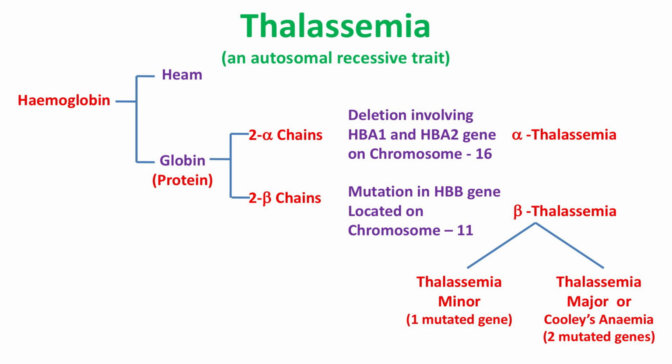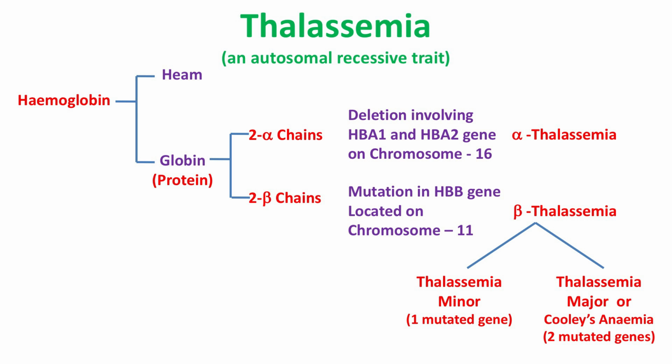The genes HbA1 and HbA2 located on chromosome 16 are responsible for production of alpha chains, and the gene HBB located on chromosome 11 is responsible for production of beta chains. The genes HbA1 and HbA2 are present in 2 copies of each, and gene HBB is present in 2 copies.